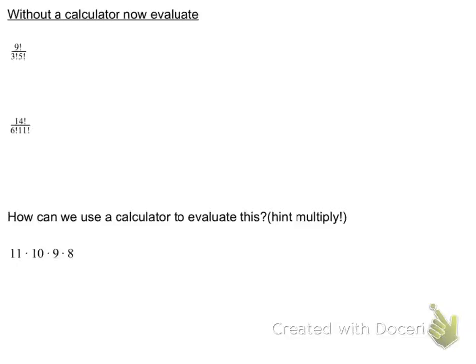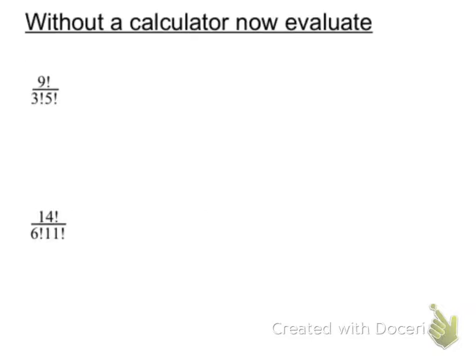I'm actually going to zoom those in a little bit. So, we got them changed now. Guys, without a calculator, I want you guys to evaluate these. I'm going to show you how to do that because it's a little easier without a calculator, or it can be very easy. Now, this is how it works. 9 factorial means what? Right, it's 9 times 8 times 7 times 6 times 5 times 4 times 3 times 2 times 1.